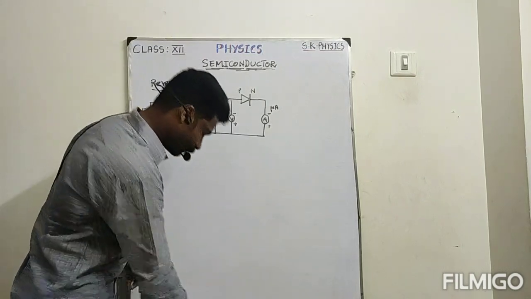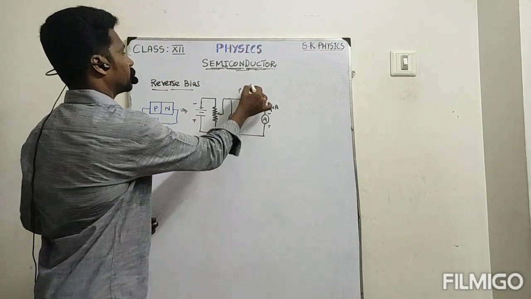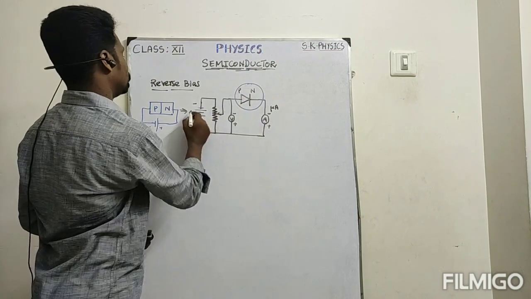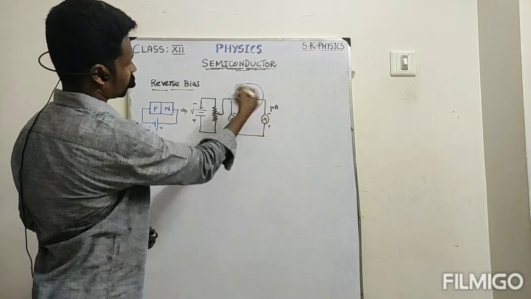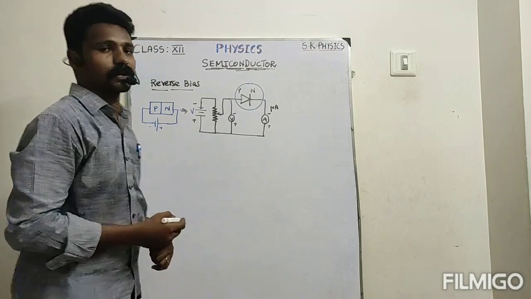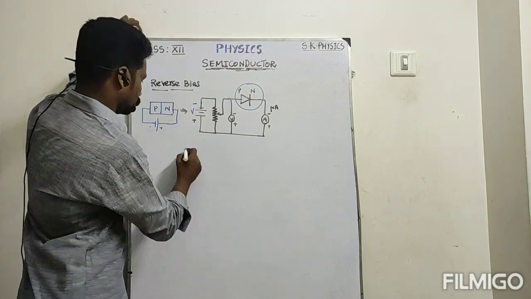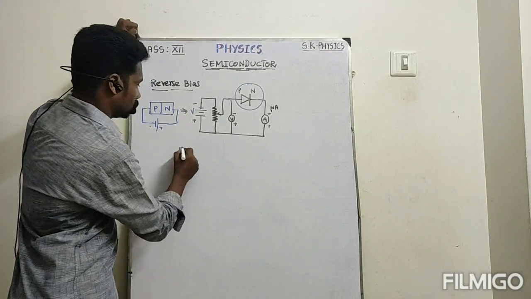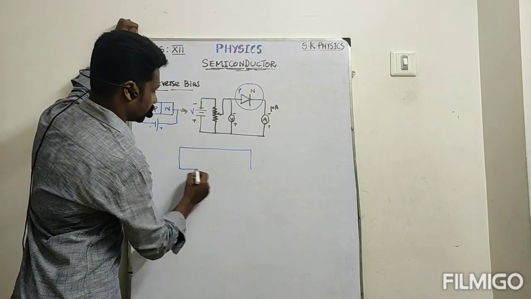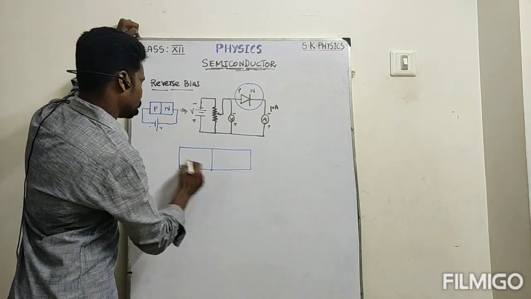Now we have to focus on the diode. While we increase the potential, what changes happen here? Let's check that. Please listen: what happens to the function of the diode by applying the negative potential?